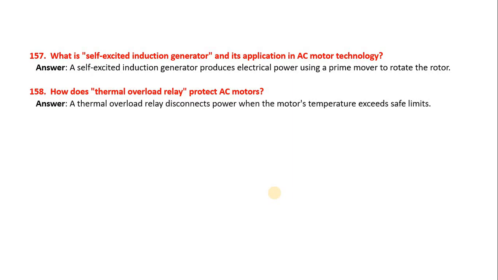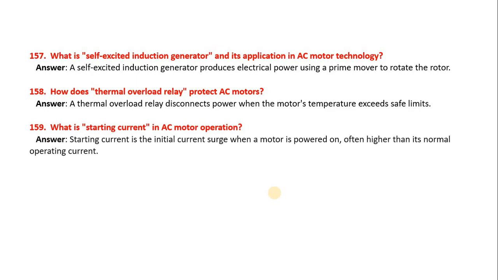A thermal overload relay disconnects power when the motor's temperature exceeds the safe limit. What is the starting current in AC motor operation? Starting current is the initial current surge when a motor is powered on, and often higher than its normal operating current.